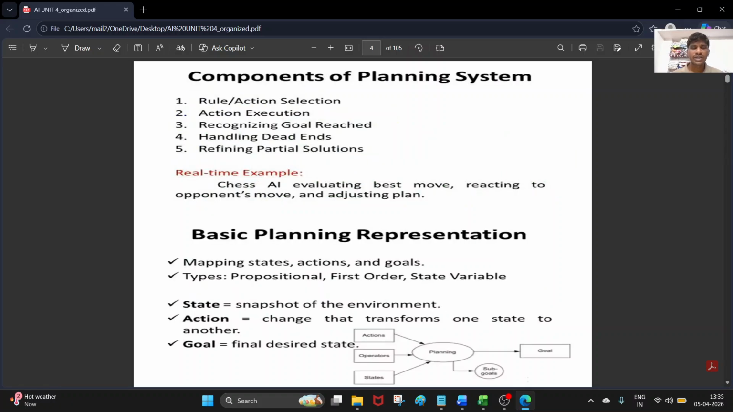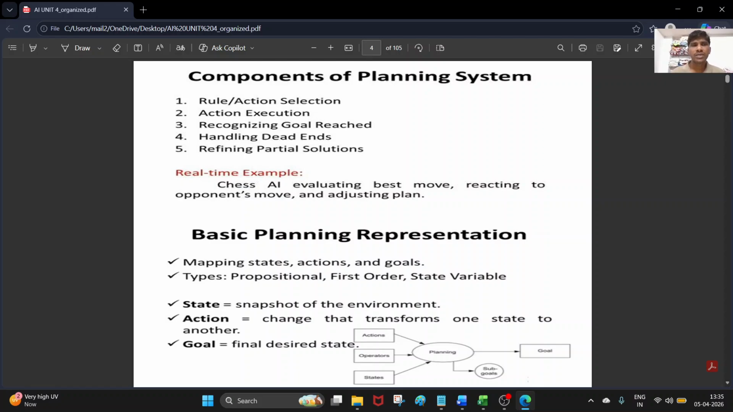Components of planning systems. There are mainly five components in a planning system. First one is rules or actions. Next one is action execution, recognizing the goals reached, handling the dead end, and refining the partial solutions. So here rules are actions, the set of actions which can be made on a particular environment. Action execution is where the plan is being executed in the particular environment, whereas recognizing the goal reached is nothing but the goals being reached in a particular environment.